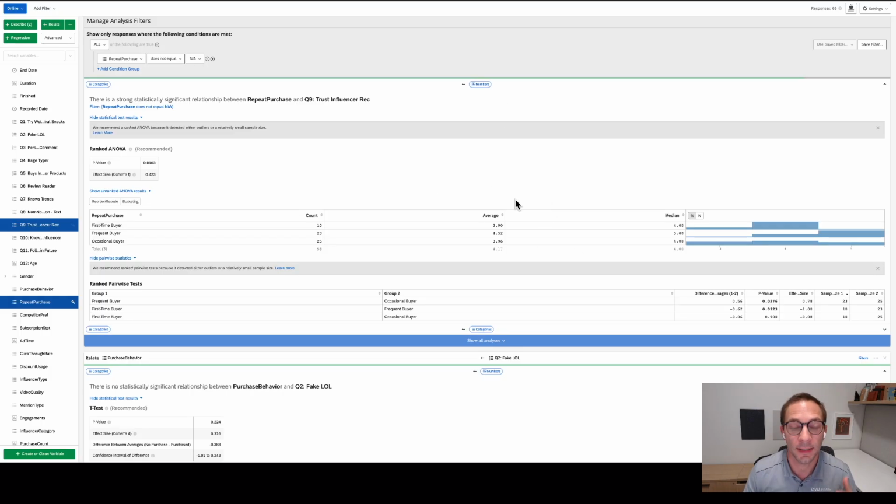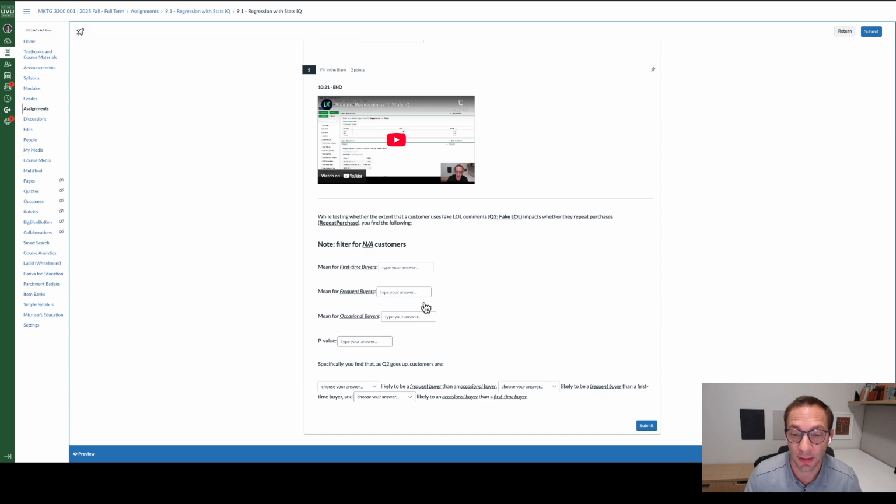Okay, so that's how you'll do logistic regression when you have more than 2 categories, and that should definitely set you up to answer here. You're just putting the averages for the 3 of those, the p-value. As Q2 goes up, are they more likely to be frequent buyer or occasional buyer? So compared to an occasional buyer, you could say less or more. If frequent has a higher average than occasional, then you're going to say more.